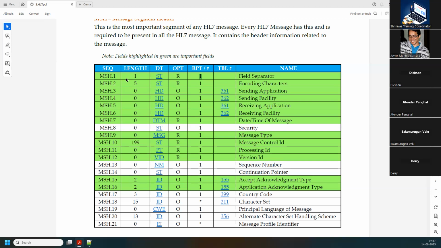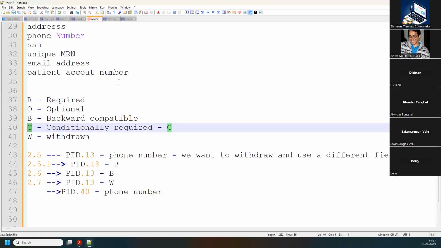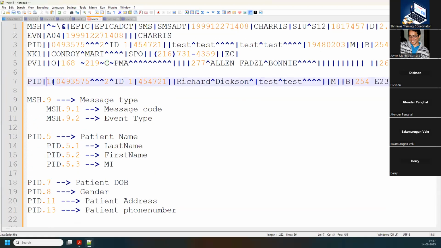So let's go ahead and get started with the MSH segment. Now that we know this table structure, we will take a look at each one of these fields. So yesterday I told you that whatever is held between two pipes is called a field, right? So this is one field, this is another field, and each of these fields has a field number. So this is field number 1, field number 2, field number 3, field number 4, field number 5, and so on, right?